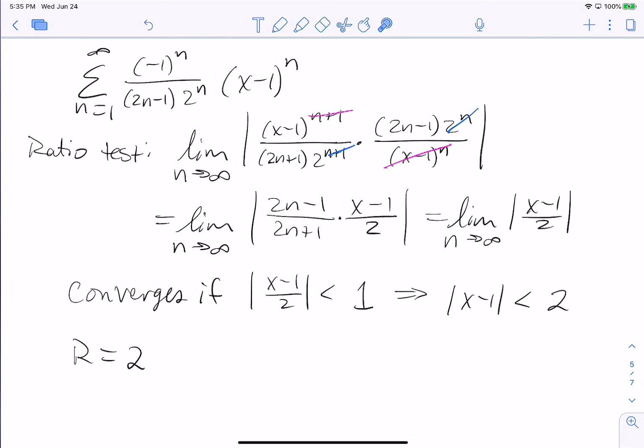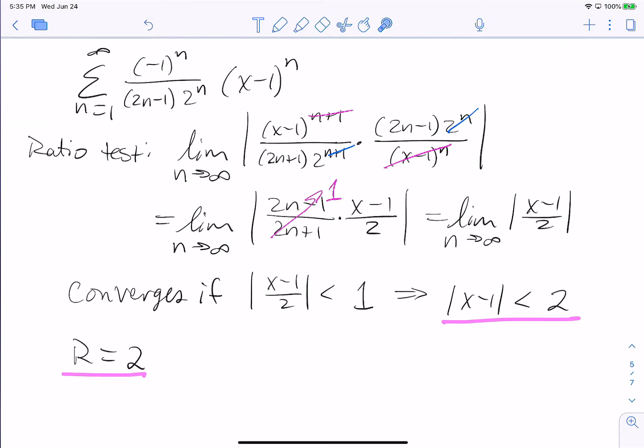We're left with the limit as n approaches infinity of 2n minus 1 over 2n plus 1 times x minus 1 over 2. I like to combine the n's together because then it's easier to see that that limit is 1. And we have the limit as n approaches infinity of the absolute value of x minus 1 over 2, which will converge if that absolute value is less than 1. Clearing the fraction, that means that the absolute value of x minus 1 is less than 2. Here we have a radius of 2.